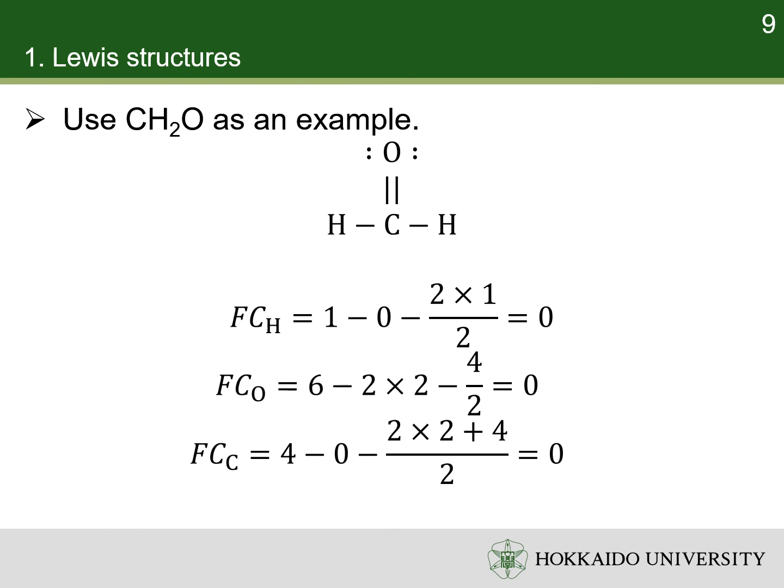The neutral carbon atom in isolation has 4 valence electrons. In the Lewis structure, the carbon atom has no lone pair. It has a double bond and 2 single bonds. 4 of the 8 electrons in these bonds are assigned to the carbon atom. Thus, the formal charge of the carbon atom is 0. Since the formal charges of all the atoms are 0, this Lewis structure is the best we can find.